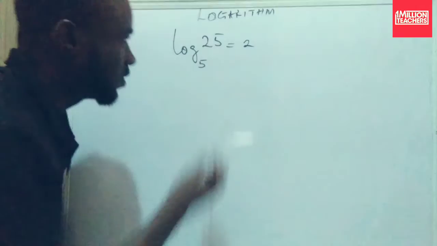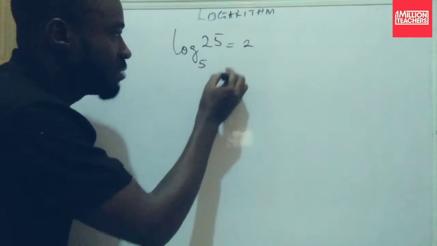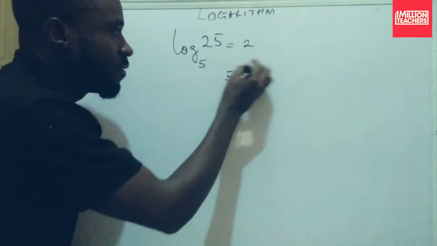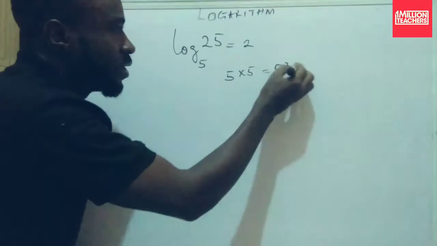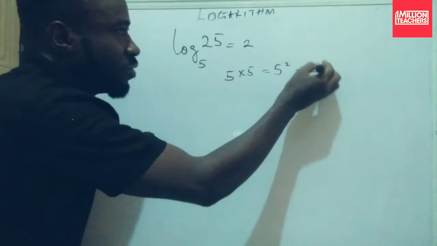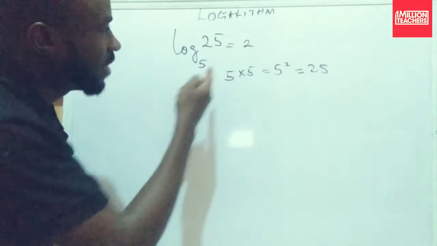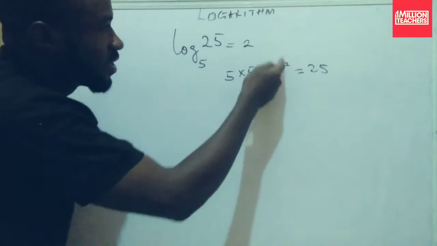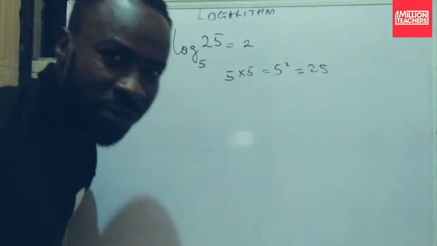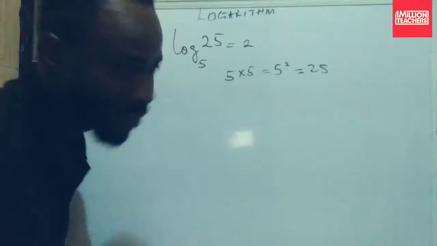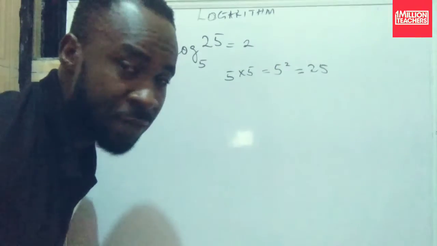Because this tells you that when 5 times itself 2 times, or when you raise 5 to the power of 2, it gives you what? It gives you 25. So what logarithm does is that it defines this index. That is the work of logarithm. Okay, so that is just the summary of what we did last time.